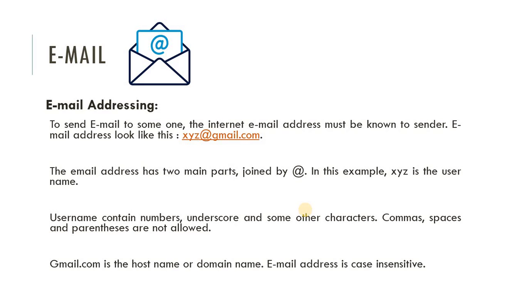The email address has two main parts joined by @. In this example, xyz is the username. A username contains letters, numbers, underscores, and some other characters. Commas, spaces, and parentheses are not allowed in the email address. Gmail.com is the host name or domain name.